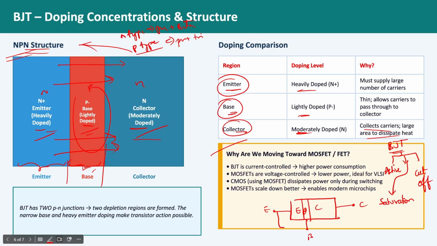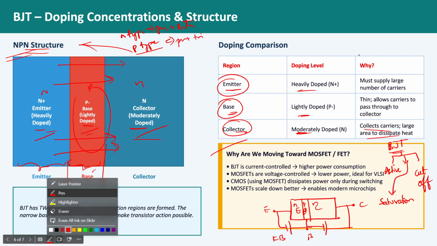The emitter and base are going to be forward biased. This is the NPN transistor I am considering. So the negative can be connected for forward bias. Coming to the base and collector, they are going to be reverse biased. So that's why I connect it like this.